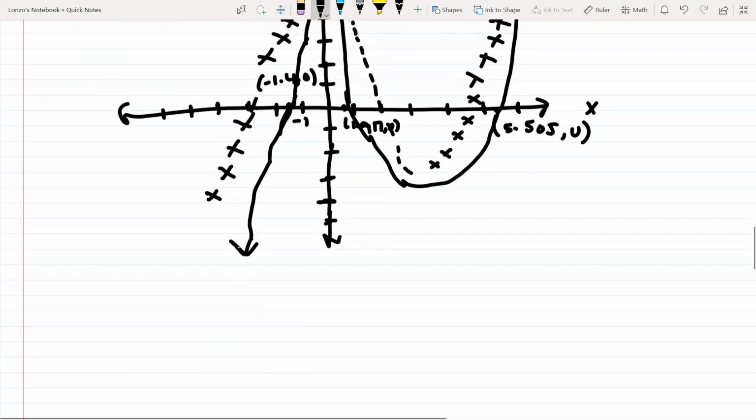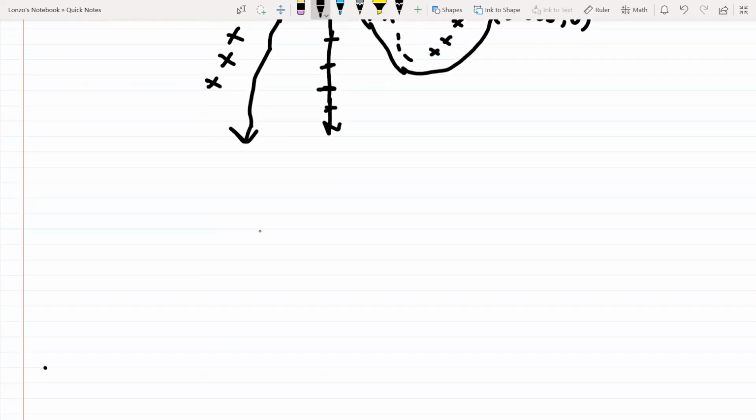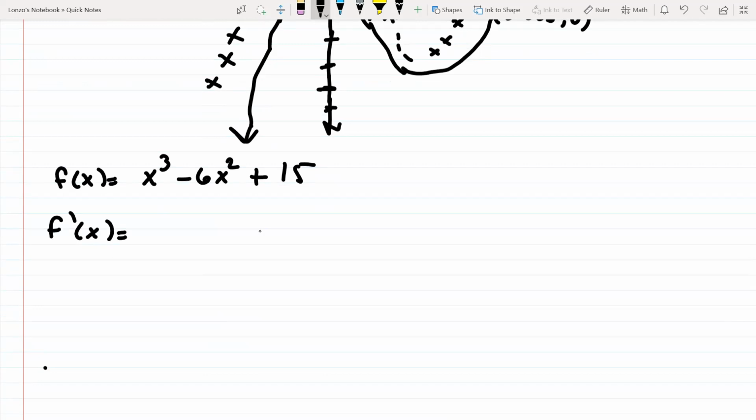Okay, so now let's find it, not based on the graph, but calculus-wise. First you have to find the critical points by taking the first derivative. Our function is f of x equals x cubed minus 6x squared plus 15. Take the first derivative, f prime of x. These are pretty simple because you just use the power rule. The derivative of x cubed is 3x squared. The derivative of negative 6x squared is negative 12x. And the derivative of a constant, 15, is 0.